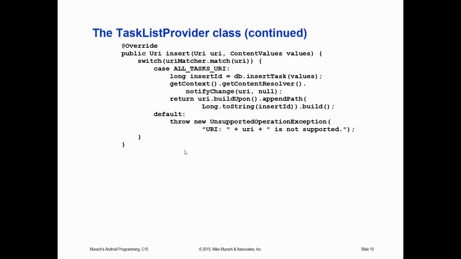Within the query method, this code uses a switch to check the particular URI argument. If the URI argument doesn't match the URI that corresponds with the all tasks URI, the code throws an exception, which is what you see right here. This exception sends an error message to the developers of all other apps that might be trying to use this particular content provider to let them know there's a problem.